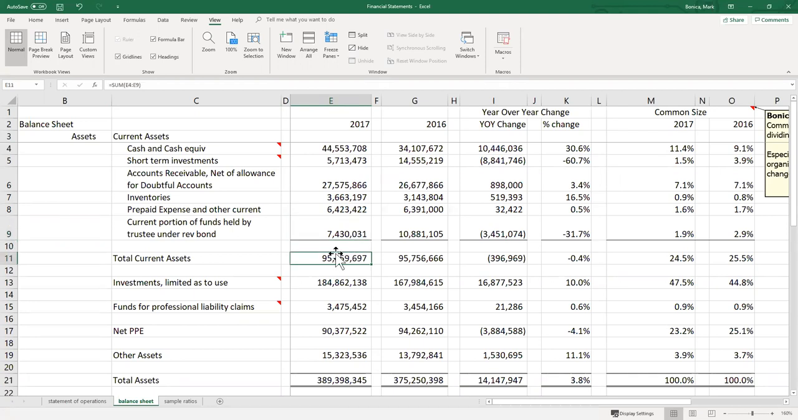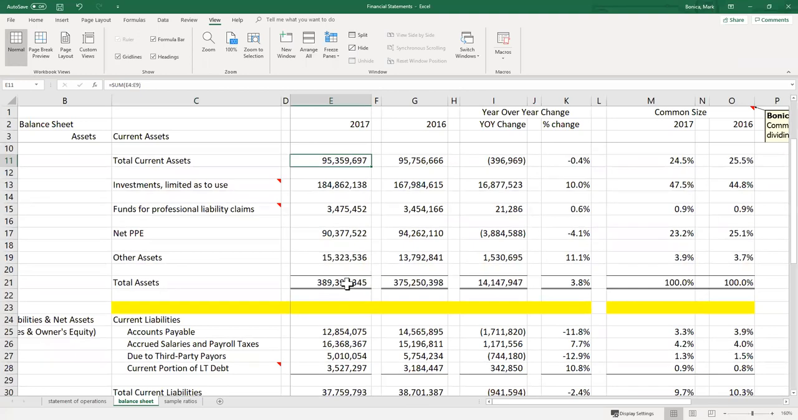So we add up our current assets right here, and that adds up to $95 million. Well, remember, they have $389 million. So $95 million of the $389 million is current assets. The rest are long-term or non-current assets.